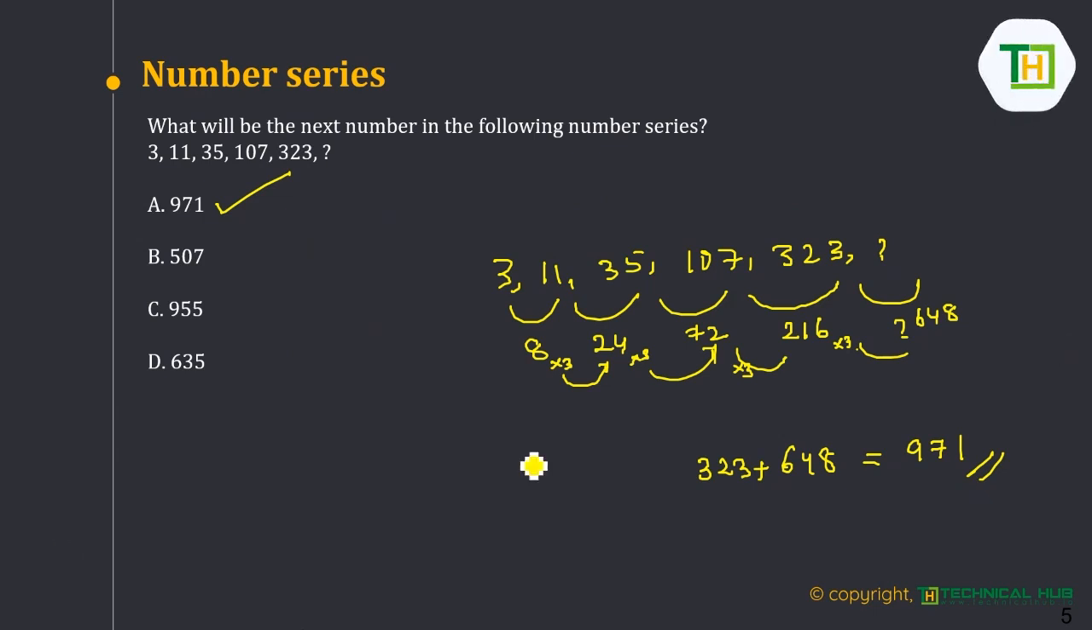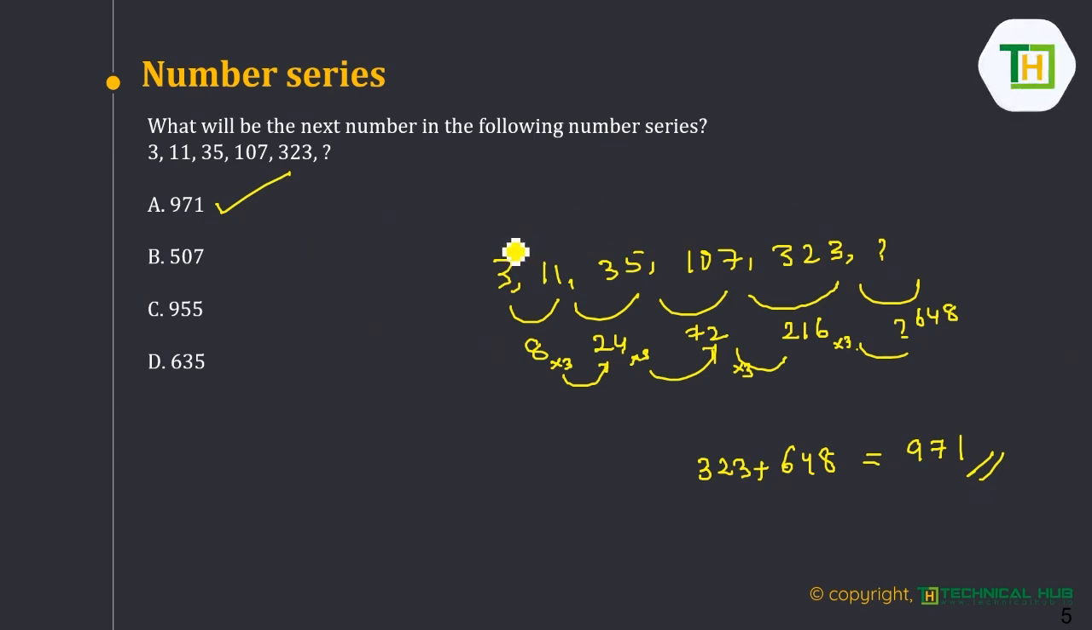Clear? So this is one logic. Suppose there is no logic in the difference, meaning if you observe the difference, there is no logic. In that case, go for the given series. So what is the other logic in this series?